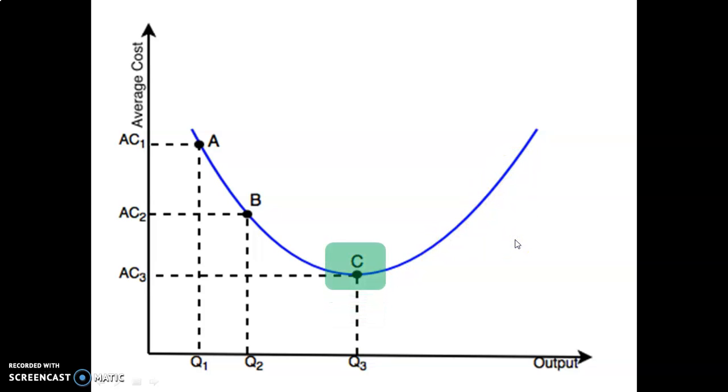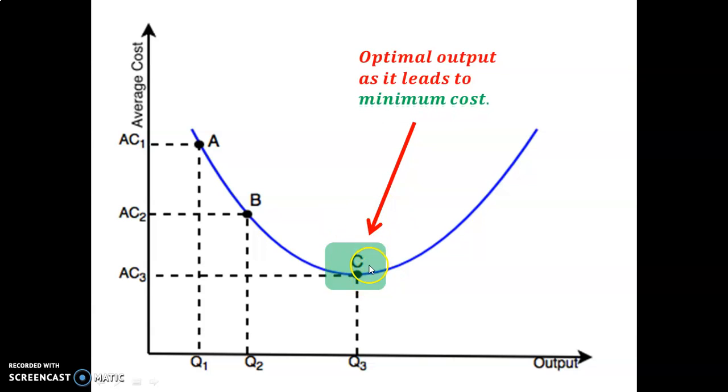Okay, so what is optimization? Well, that point right there would be the optimal place to be for this company. They want to produce things and they want to have lowest cost. So this is like an optimal point. That's what optimization is all about, finding those points. So we can see here the optimal output is right here because it leads to the lowest minimum cost. Okay, the lowest average cost.